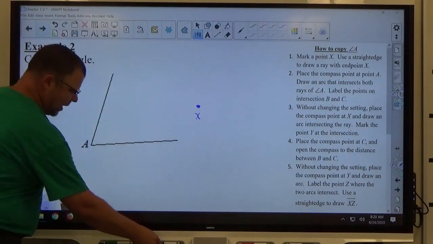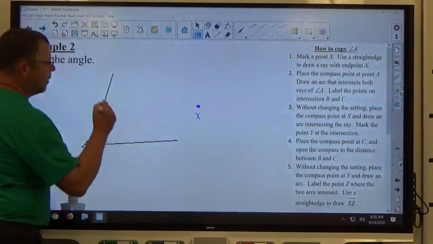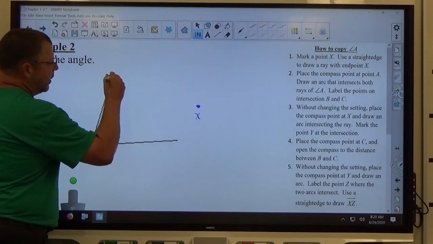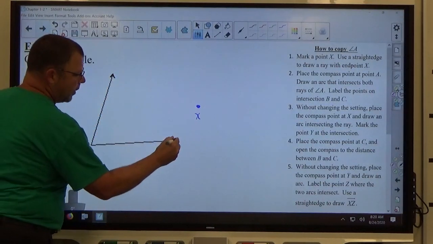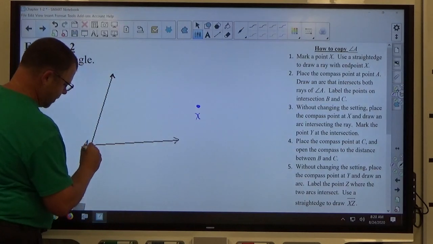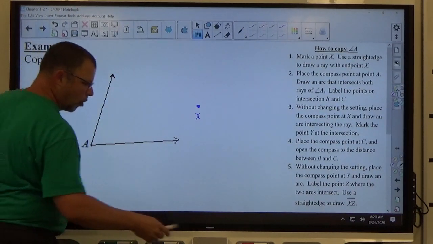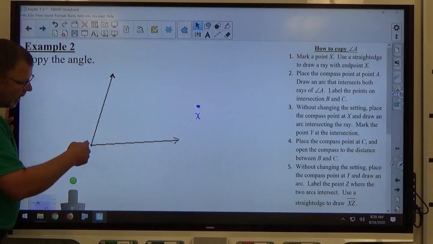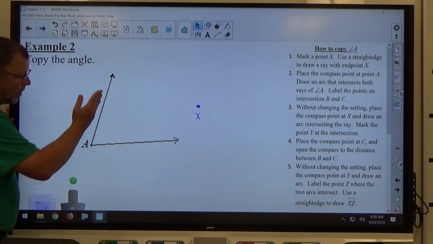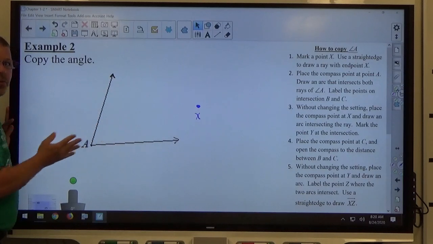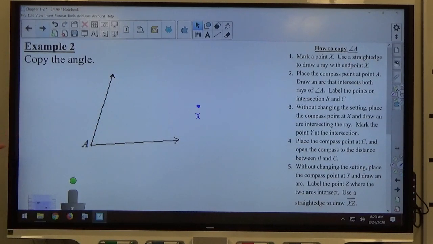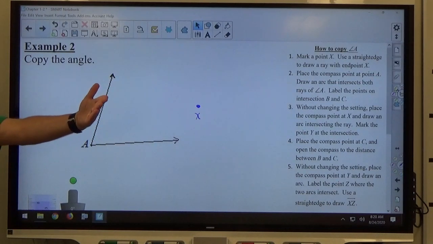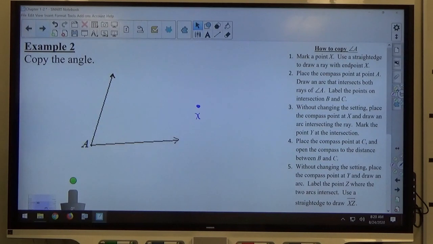So if you look at angle A, I don't have the lines or the arrows here, but there's an arrow there and an arrow there and a point here. Just imagine a normal angle: an angle has a vertex point, and one side is a ray and the other side is a ray. Our task to copy an angle is to draw a ray, then get another ray the exact same angular measure away from that first ray. So again, it doesn't have to go the same direction.